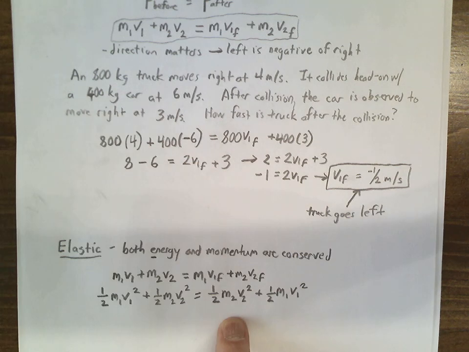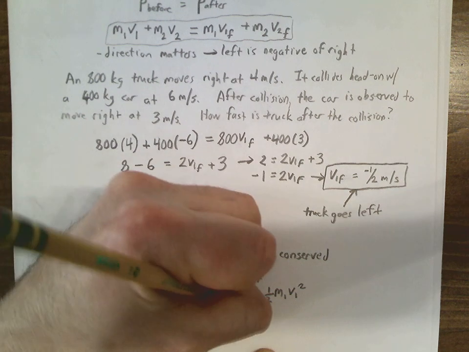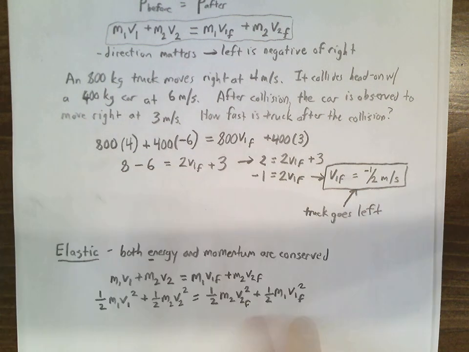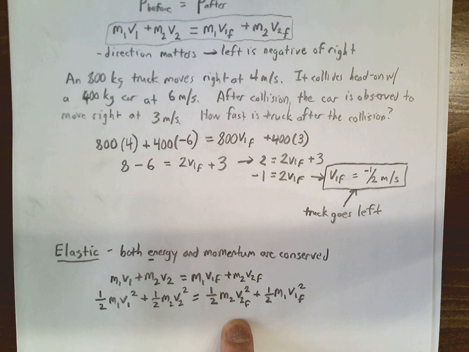I switched places. M2 came first, M1 comes second. Doesn't really matter. But the idea is these are final velocities. So these velocities after the collision generally are not going to be the same as they were before. So we just designate them as finals. So the beauty of an elastic collision is we have two equations and two unknowns. We have two equations which lets us solve for two unknowns.